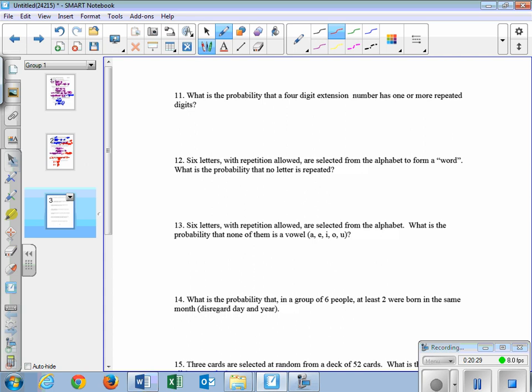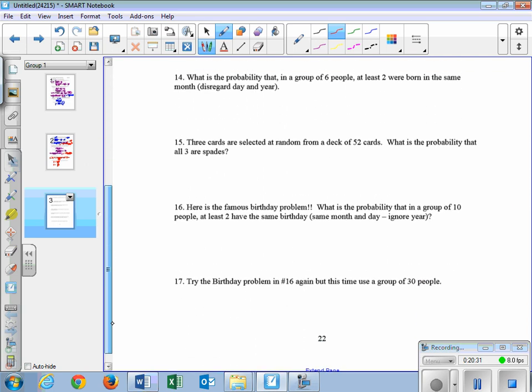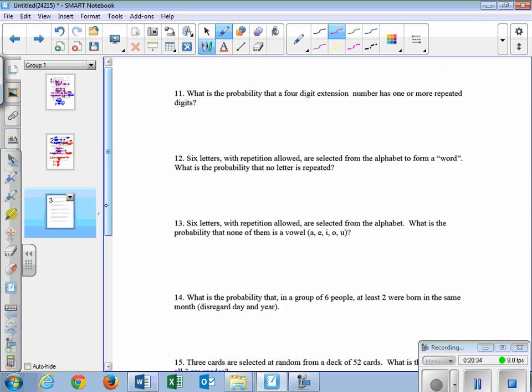Next page. I know I'm going quickly. I'm trying to get through this. If you need to slow me down or pause, just ask the sub to pause it so you can get caught up.